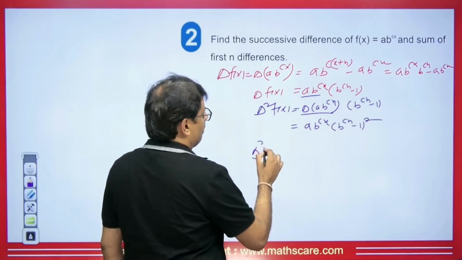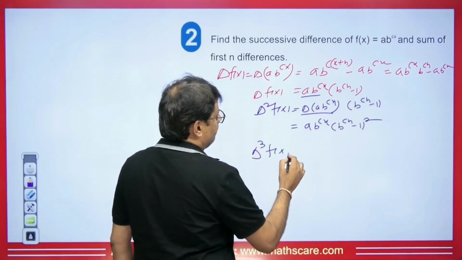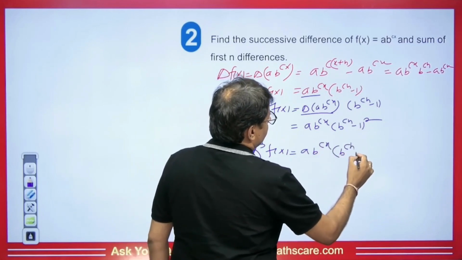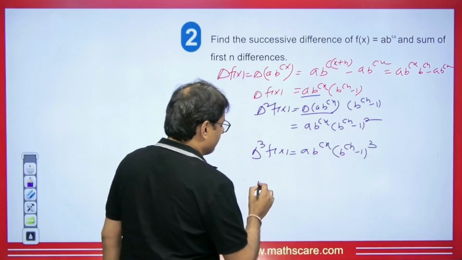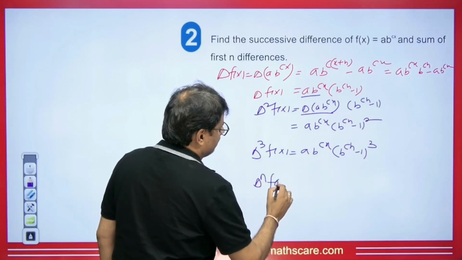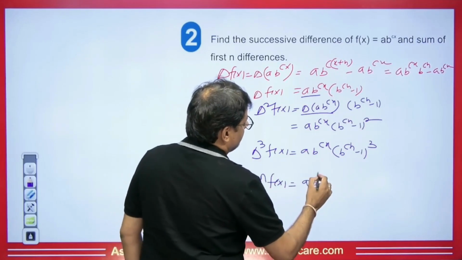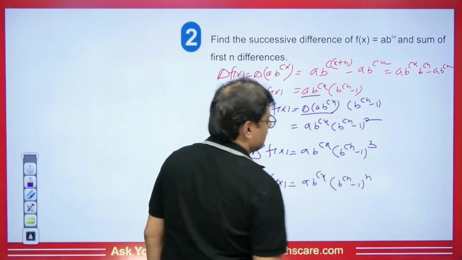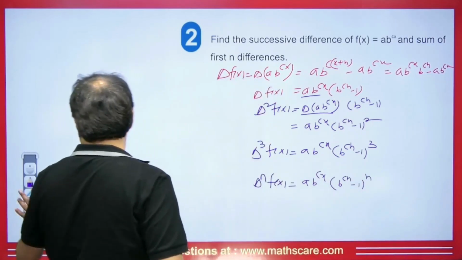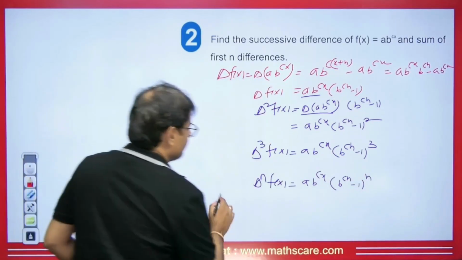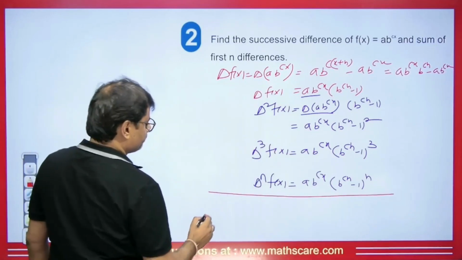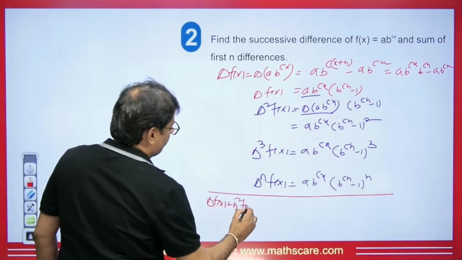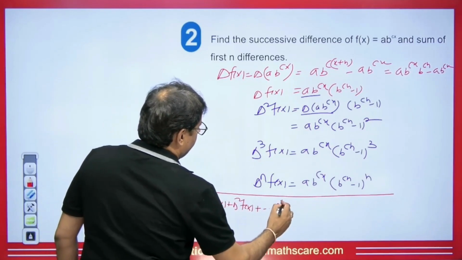Students, in the same way, if we talk about del cube f(x), this will be a b^(cx) and (b^(ch) minus 1) to the power cube. In the same way, for the nth difference, this will be a b^(cx) and (b^(ch) minus 1) to the power n will come. Now, what is this telling? We need to add them, all right. When we add them, what will be the value we have here? This will be del f(x) plus del square f(x), and in this way up to del power n f(x). Clear, students?